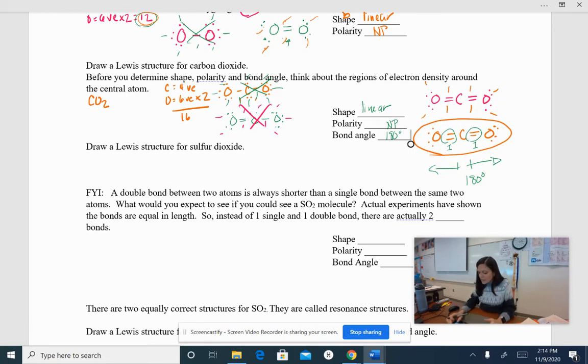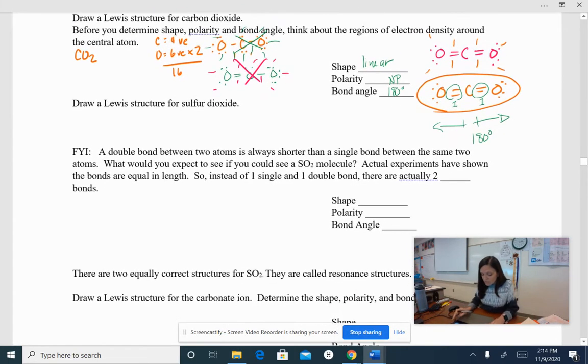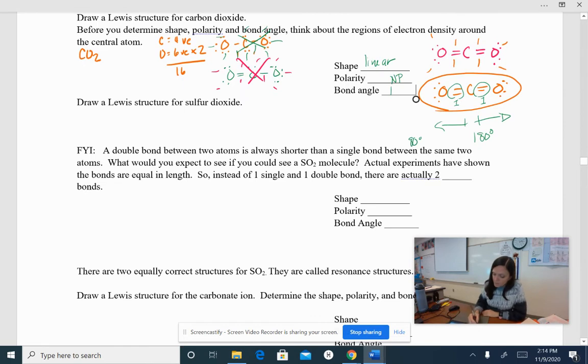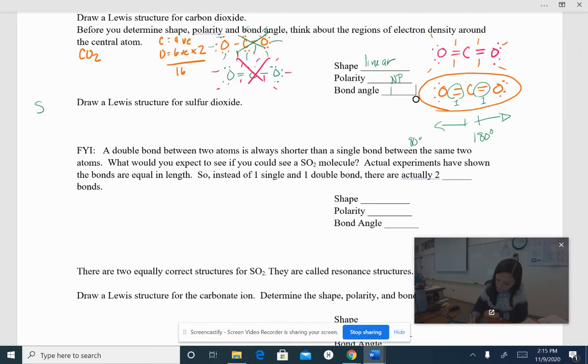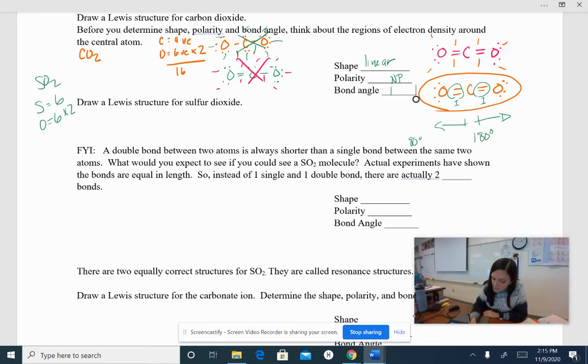Okay? Let's do the Lewis structure for sulfur dioxide. So sulfur dioxide, SO2, sulfur has 6 valence electrons and oxygen also has 6. So sulfur has 6, oxygen has 6, and we've got 2 of them because it's sulfur dioxide, right? That gives us a total of 18 valence electrons that we've got to place.